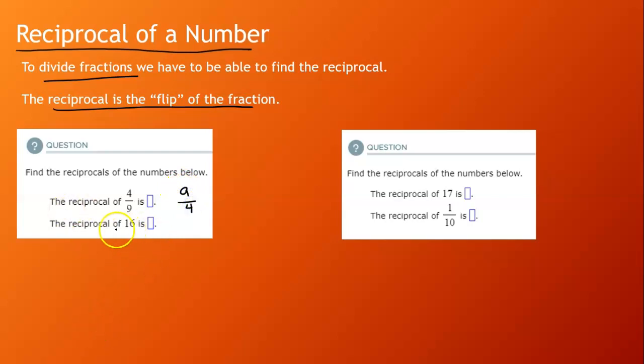But what about for a whole number? Well, remember earlier we learned that we can write a whole number as a fraction by writing it as 16 over 1. So the reciprocal would become 1 over 16. So we would write 1 over 16 for this. You pause the video and try these two on your own.